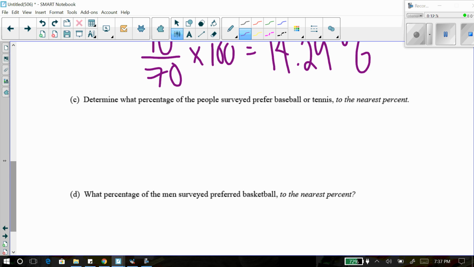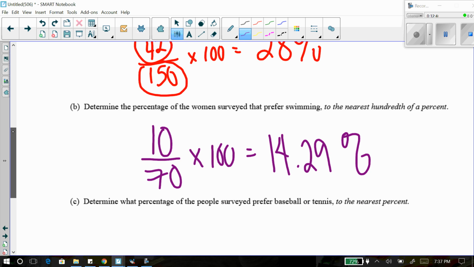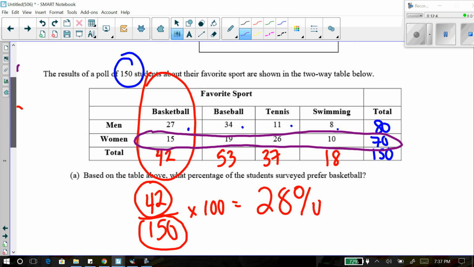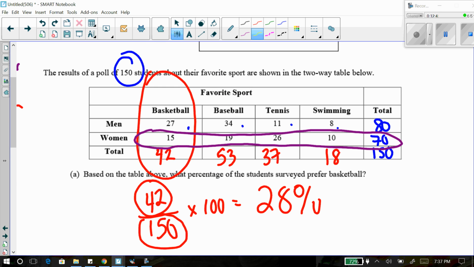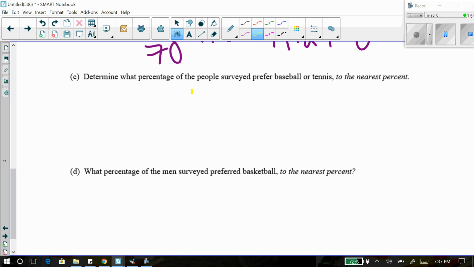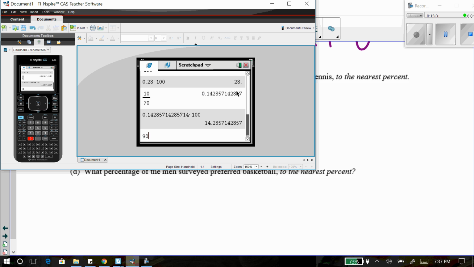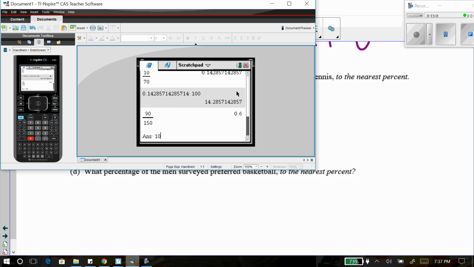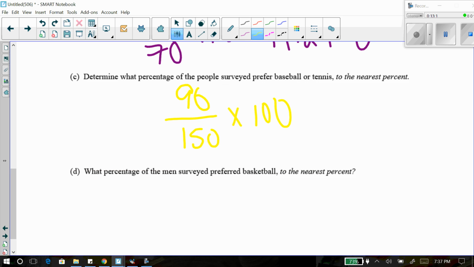What percentage of the people surveyed preferred baseball or tennis? So here's my baseball, 53. My tennis is 37. So 53 plus 37 is 90. Out of 150 times 100 is 60%.